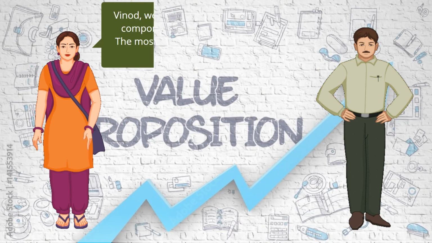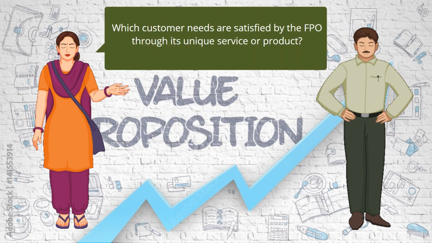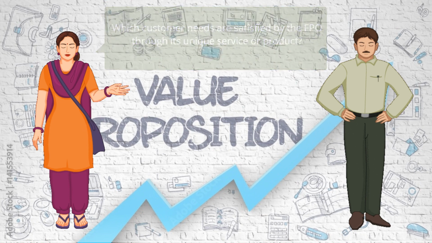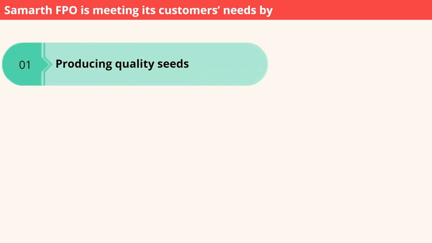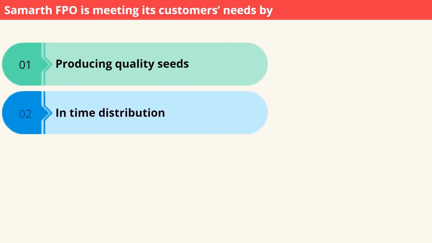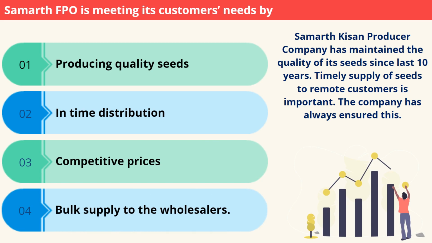Company. Vinod, we discussed already the first component, value proposition. The most important question of the segment is which customer needs are satisfied by the FPO through its unique service or product. Sarla: Samarth FPO is meeting its customers' needs by producing quality seeds, in time distribution, competitive prices, and bulk supply to the wholesalers.